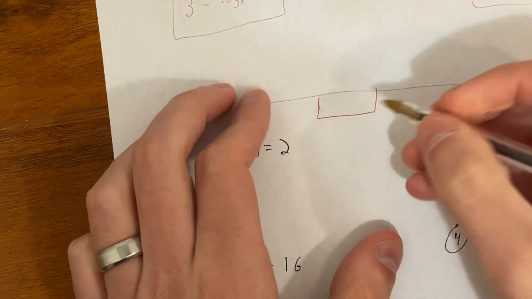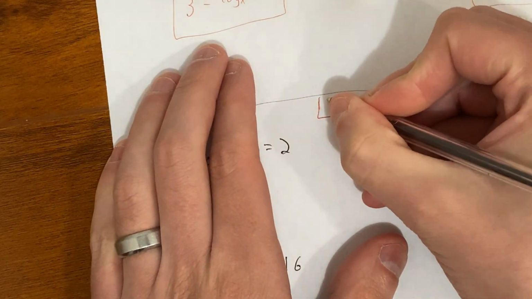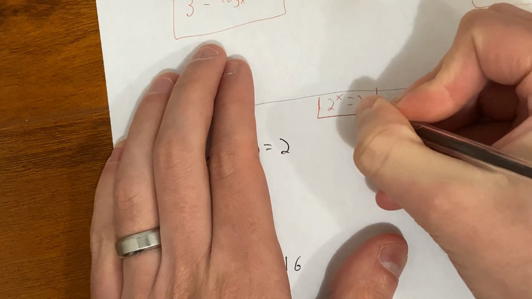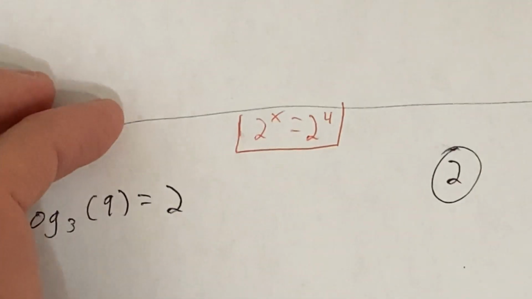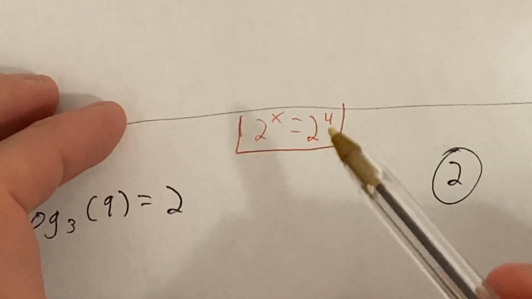It's something that should be common sense. So if I said 2 to the x is equal to 2 to the 4th, just for a second, 2 to the x equals 2 to the 4th, hopefully you could tell me what x is.